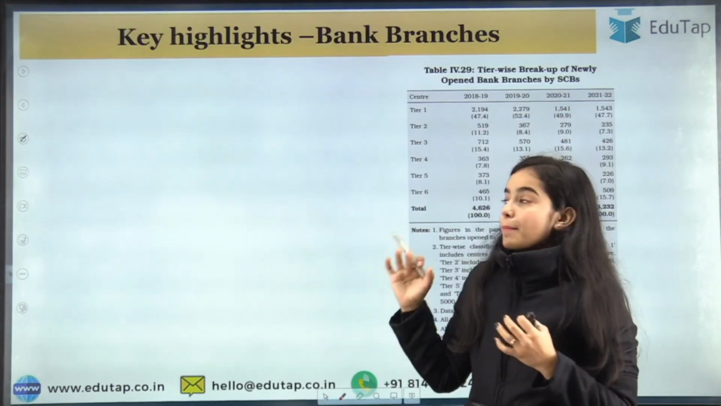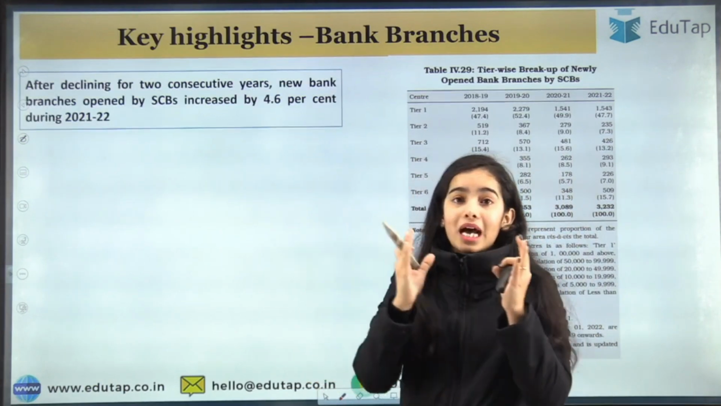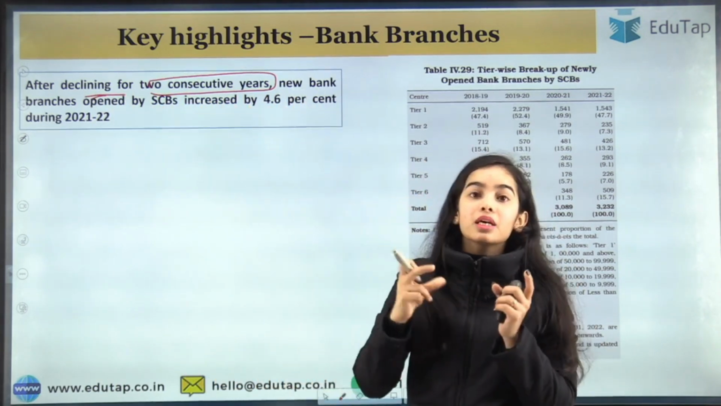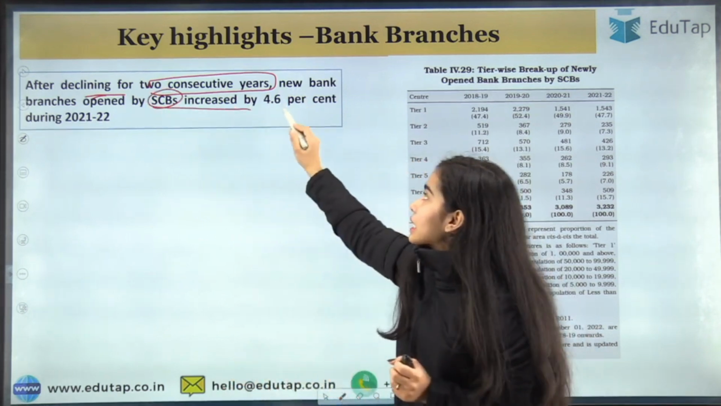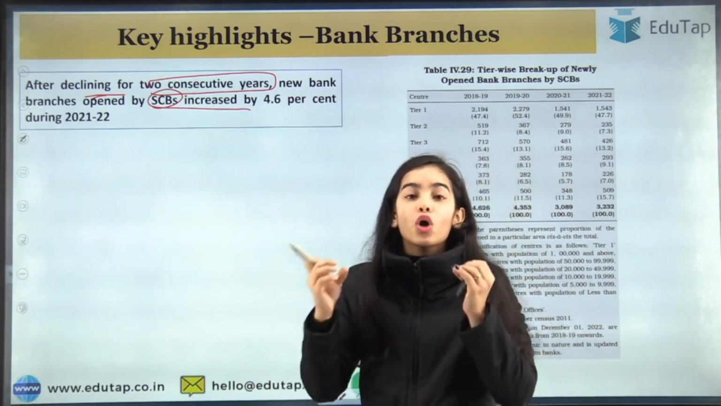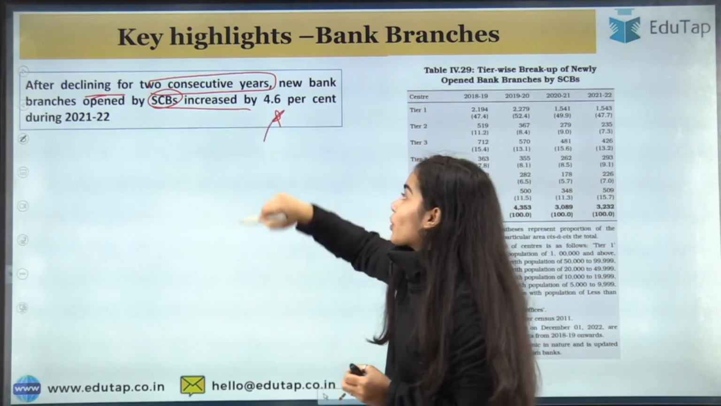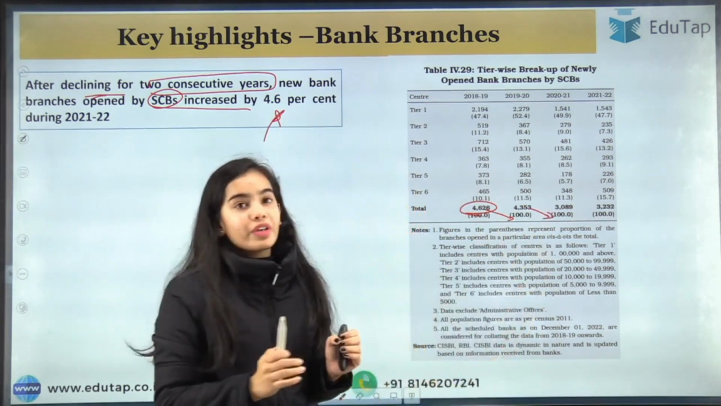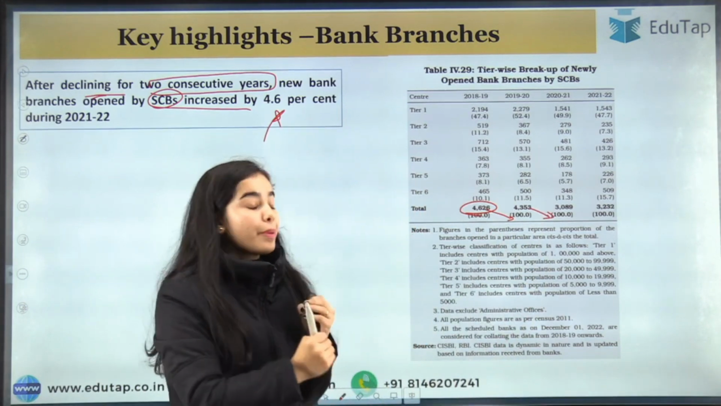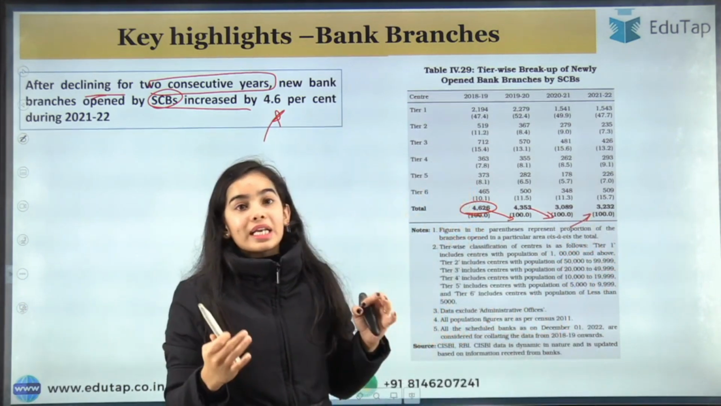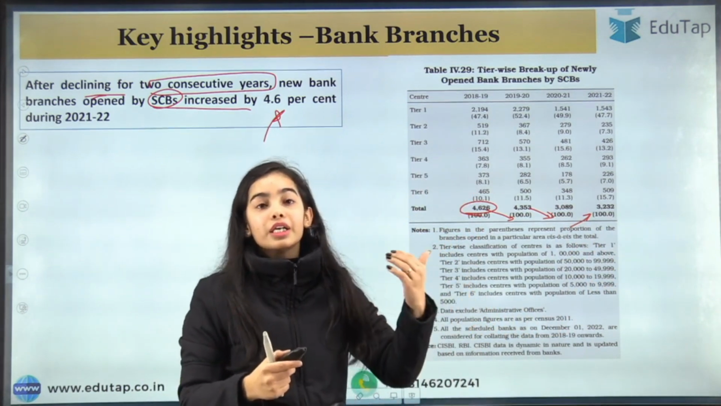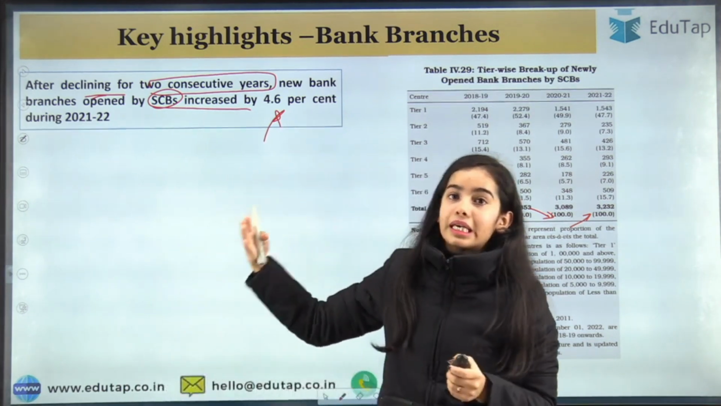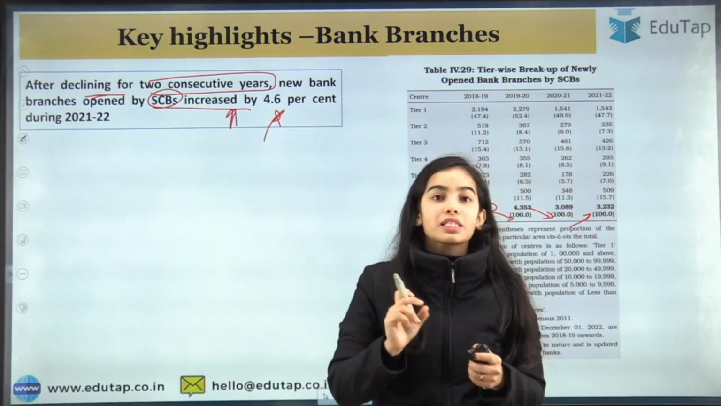Okay. So next is bank branches. See, for the last 2 years, there were two consecutive years of decline in the bank branches. But now the new bank branches opened by the scheduled commercial banks have increased by 4.6% during 2021-22. So for 2 consecutive years there was a decline in the bank branches, but now in the third year there is an increase in the number of bank branches. New bank branches have been opened, and there is a 4.6% increase in the new bank branches by the scheduled commercial banks.